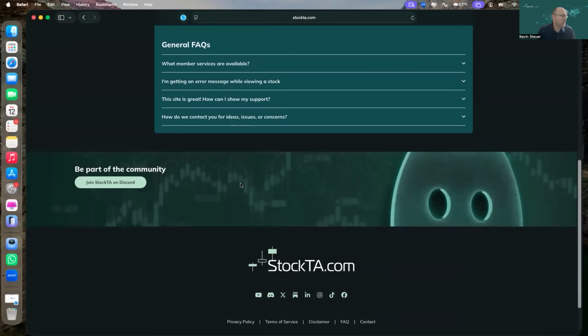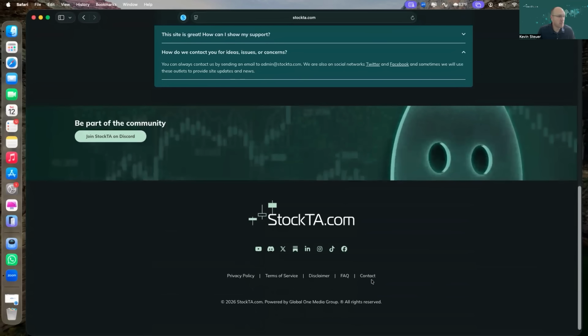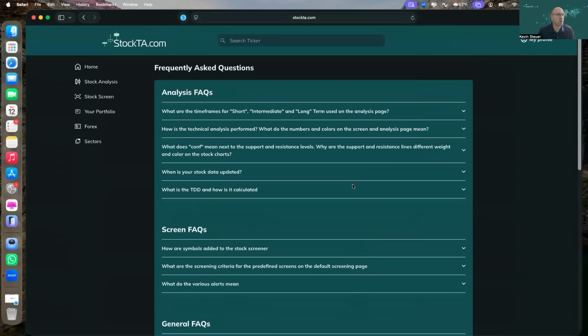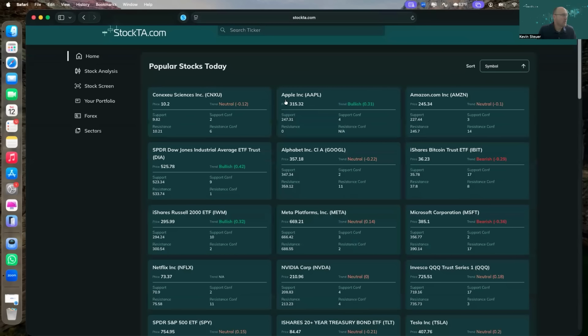And then also down below is if you need to contact us, it's admin@stockta.com, contact page here. If you need to get a hold of us, have advice, questions, comments, concerns. So next part is here's back to the main page.